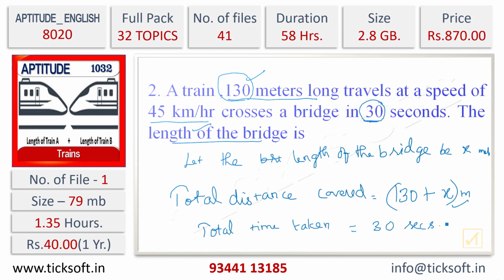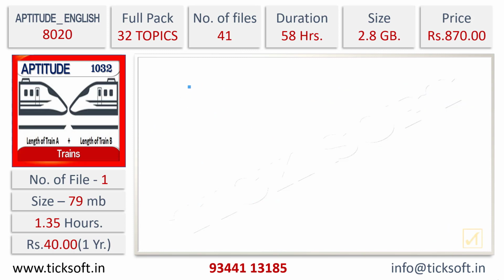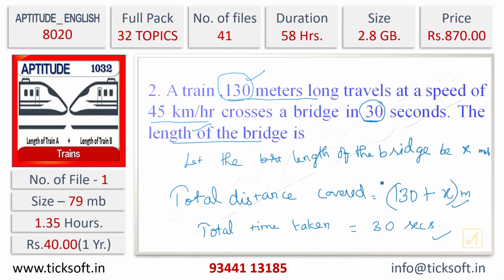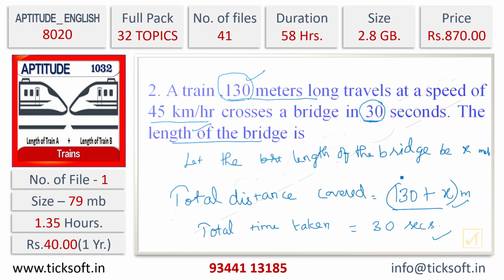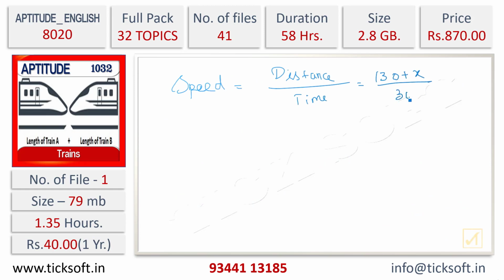So we have the total distance covered as well as the total time taken. Now we are going to write the formula for finding the speed. So how can we find out the speed? If we divide the distance by the time, then we will get the speed. So here what is the distance? The distance covered is 130 plus x meters. So here this 130 plus x divided by what is the time? The time taken to cover this 130 plus x meters is 30 seconds. So therefore we get this (130 plus x) by 30 meter per second as the speed of the train.